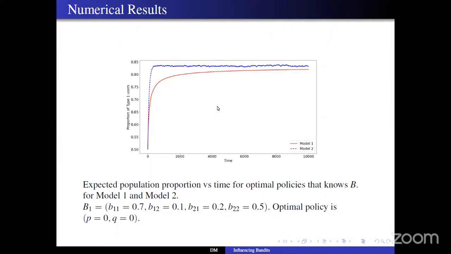So here is an example. If you compare what happens if you use the optimal policy for the two types of models, this is the decreasing influence model and this is the constant influence model. You can see that this quickly ramps up to the asymptotic fraction of the population.